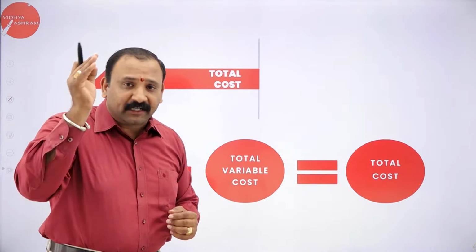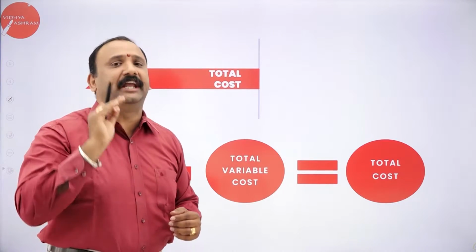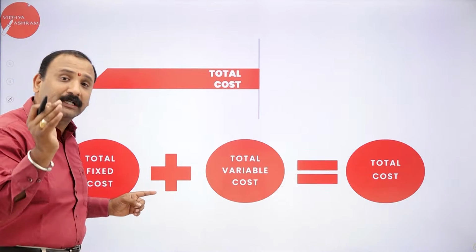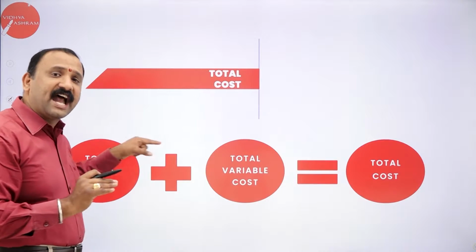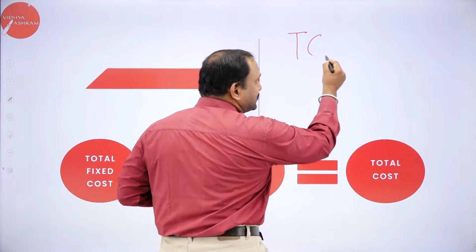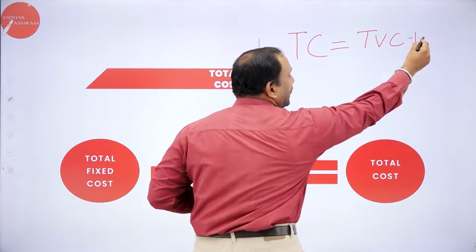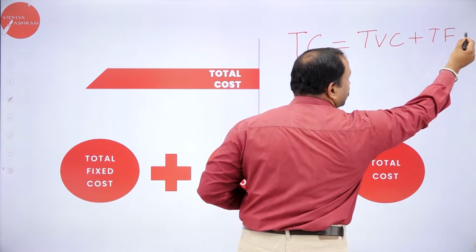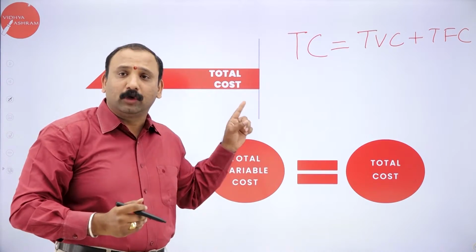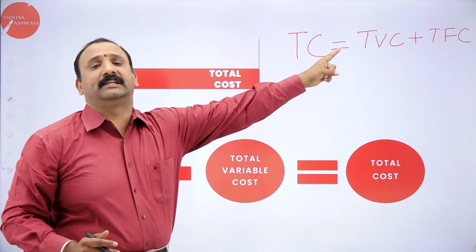But then, when it comes to economics, when it comes to manufacturing, when it comes to production in particular, there are various factors of cost that are involved. And what are those factors? Fixed cost and variable cost. So when you say that the total cost TC equals TVC plus TFC, this is a very, very important formula for us to remember in the exam also. Total cost is equal to total variable cost plus total fixed cost.